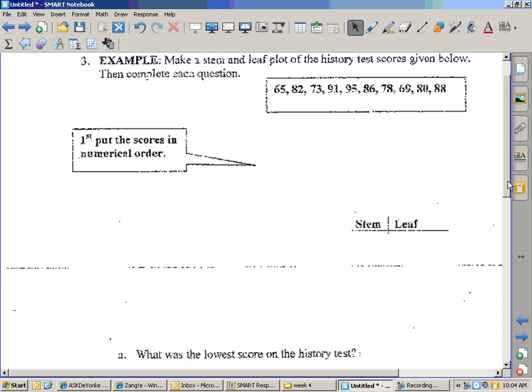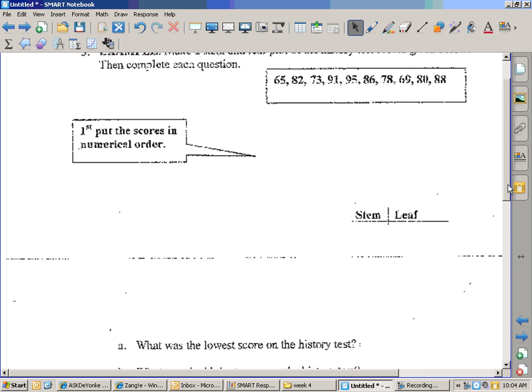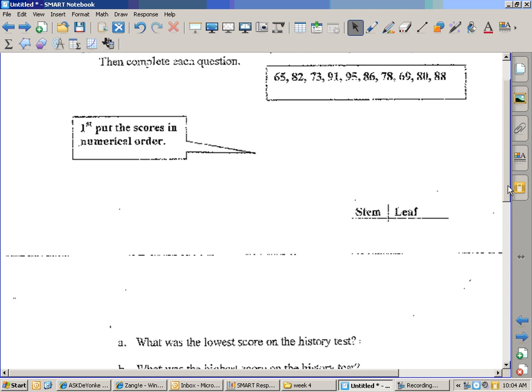Now it says to make a stem and leaf plot of the history scores below. Complete each section. This one looks a little easier. There's a lot less numbers. So first thing is we put the scores in order. The smallest score on here appears to be 65.